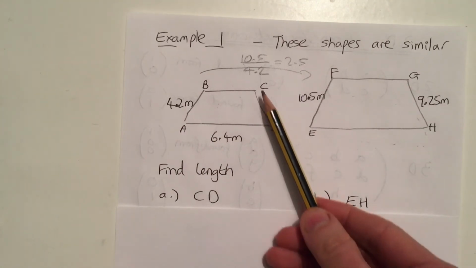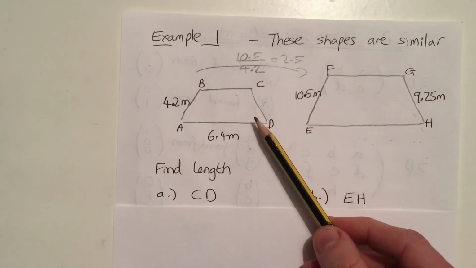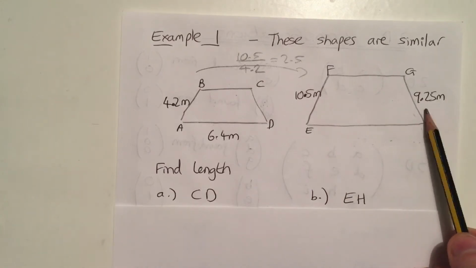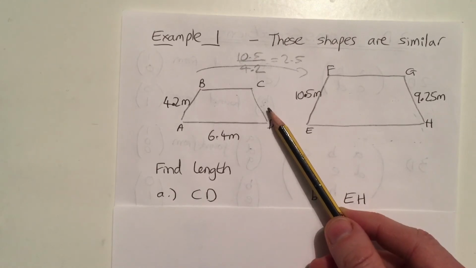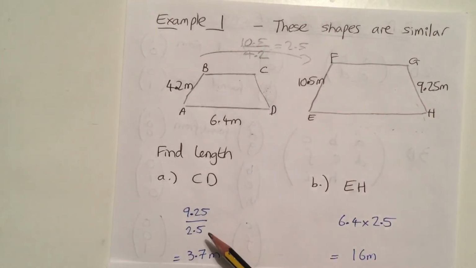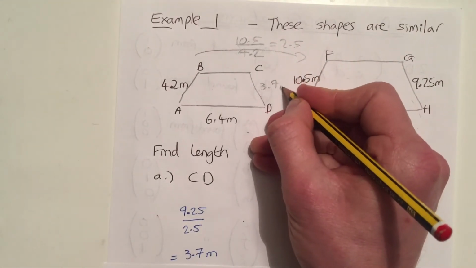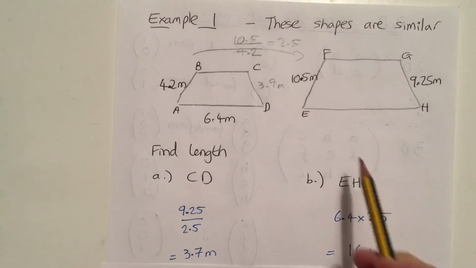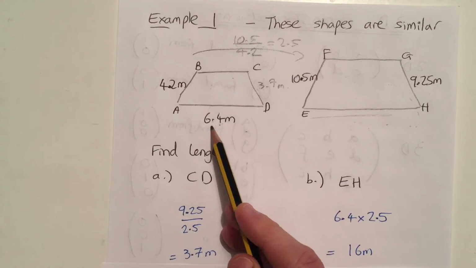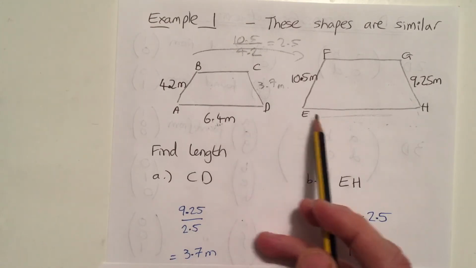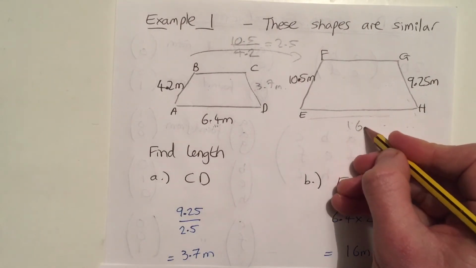Therefore, if I wanted to work out the length CD here, all I need to do is look over here. I can see that's 9.25, and I know that this is 2.5 times smaller. So if I do 9.25 divided by 2.5, I work out that CD is 3.7 meters long. Similarly, if I want to work out ED, I can look over here and see that this is 6.4. I know that this is 2.5 times bigger, so 6.4 times 2.5 is 16.